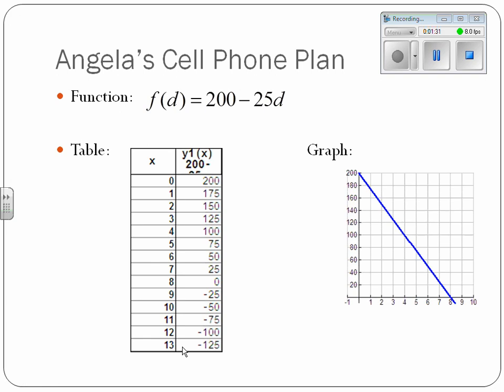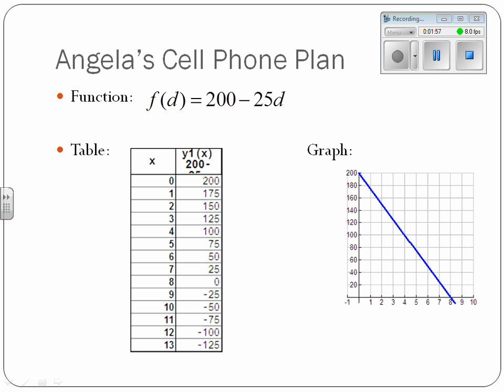We can also look at that on a graph. On this graph, the x-axis is representing her input values, or the number of days that have gone by, and the y-axis is representing how many minutes she has left. So you can see here where 0 days have gone by, she has 200 minutes. And then each day, that's decreasing by 25, until eventually she's going to run out.